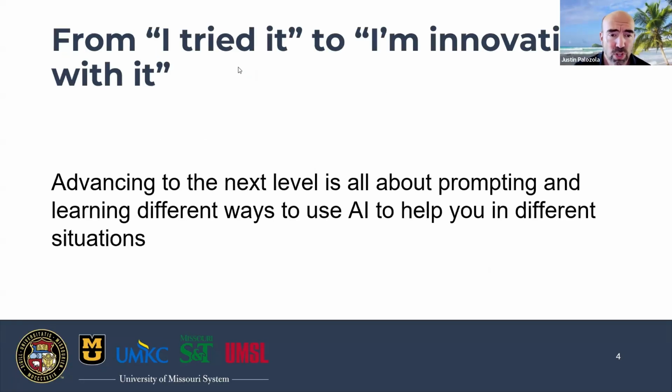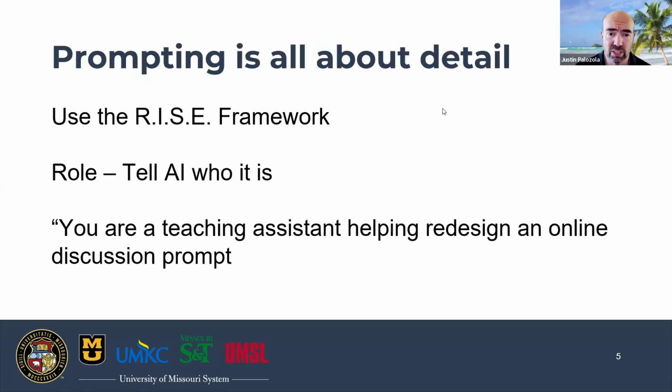So with that, we want to go from I tried it to I'm innovating with it, right? So advancing to the next level. As an advanced class, we're now on to prompting, and advancing to the next level is all about prompting in general and learning different ways to use AI to help you in different situations. And the attention is really in the detail, as we'll talk about.